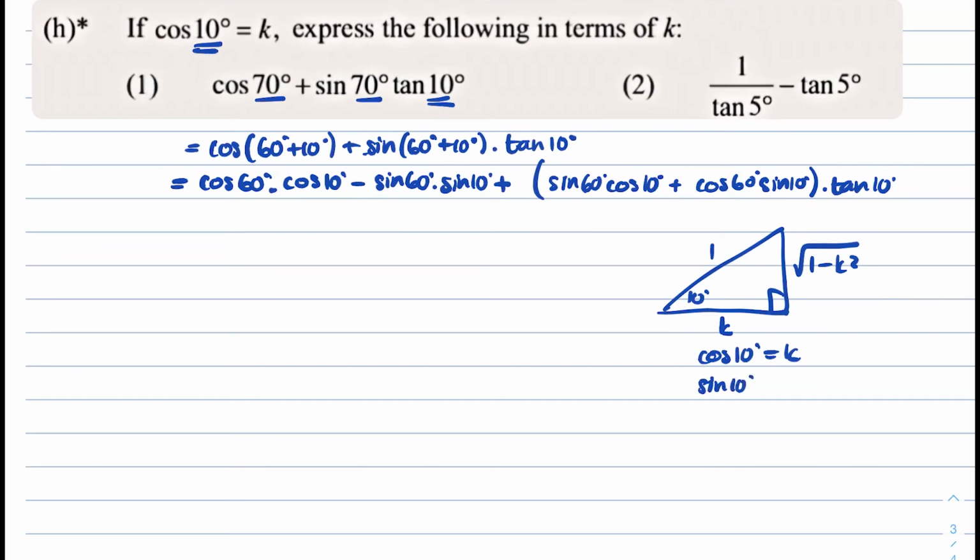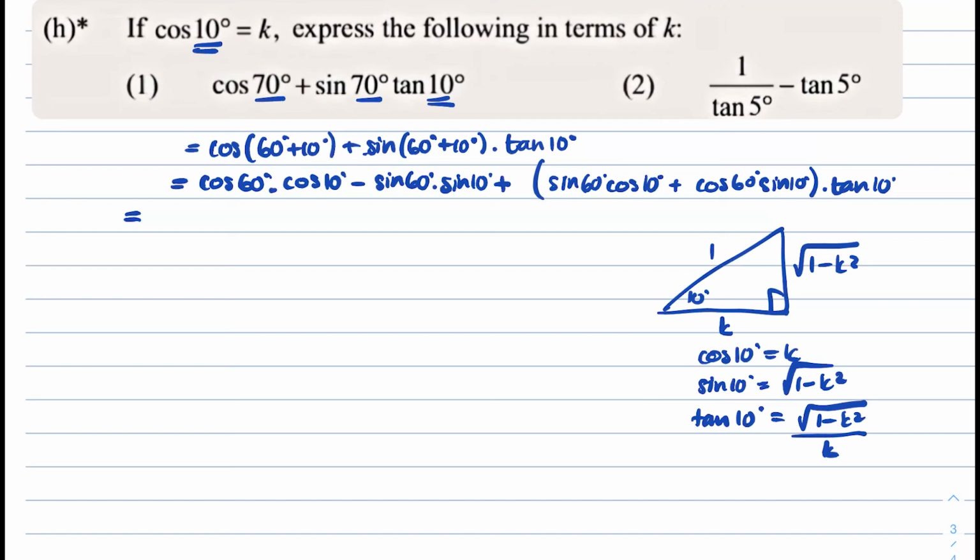Our sine of 10 is going to be the root of 1 minus k squared. And our tan of 10 is going to be the opposite, root of 1 minus k squared, over the adjacent, k. So using this information, we can go and do a whole lot of substitution all in one go.